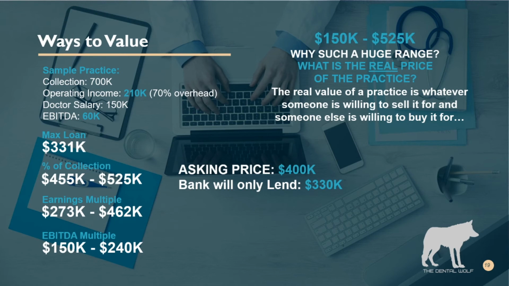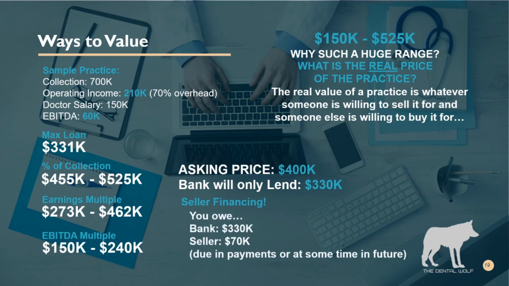You can either fund the $70,000 yourself by saving before you go to purchase that practice, or you can get seller financing. What seller financing is, it requires the seller to carry the balance of the loan. Or in other words, you're going to owe the bank $330,000 and you'll owe the seller $70,000. And there's a lot of ways you can structure that. You can pay the seller in payments and installments over a period of time, or you might just pay them in a giant lump sum at some time in the future with interest.